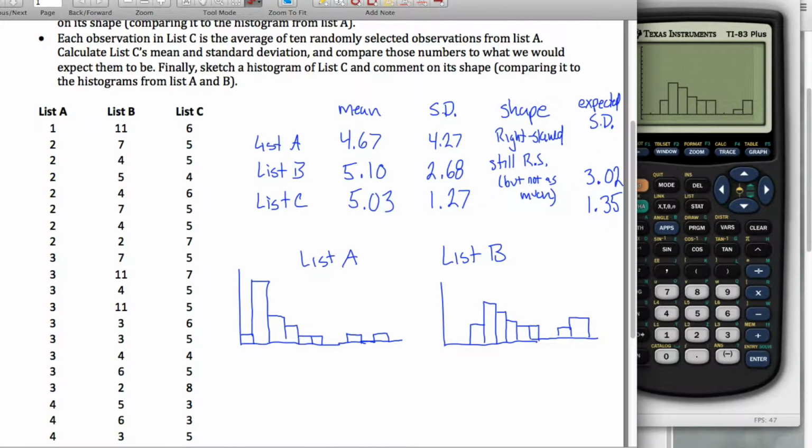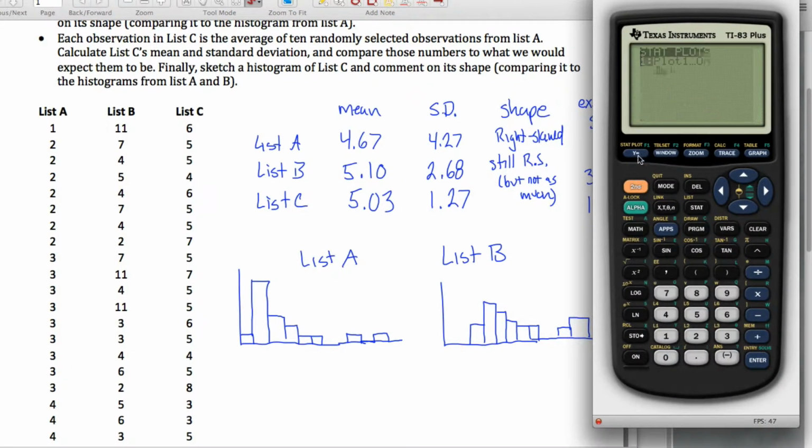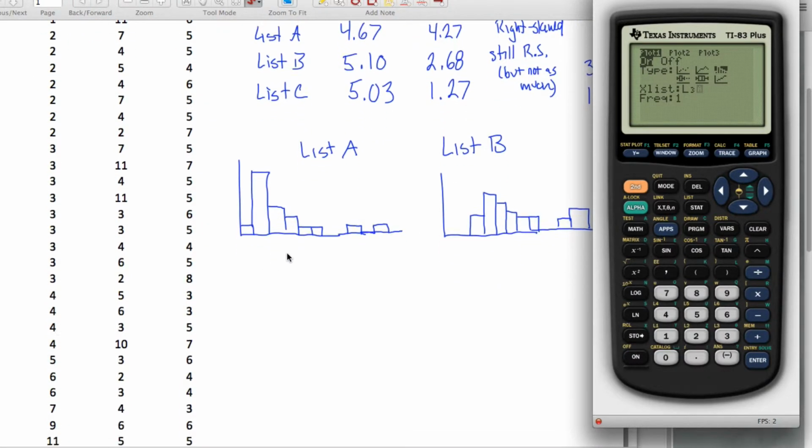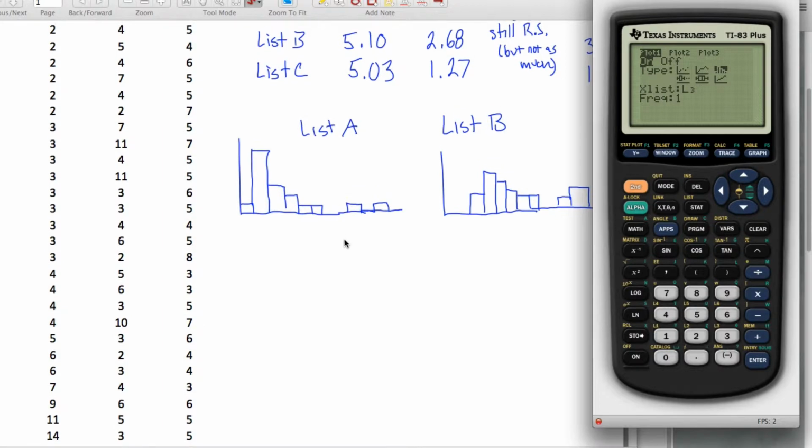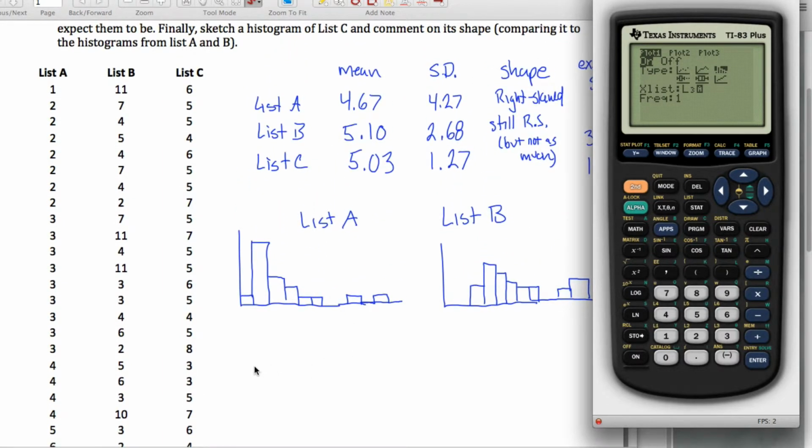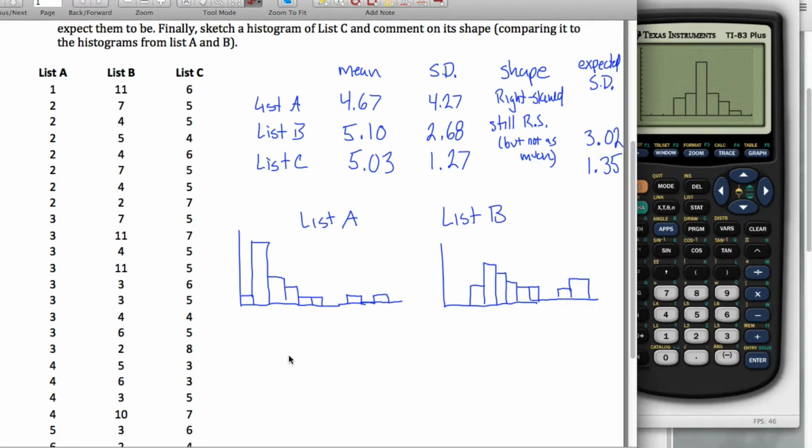Okay, what about list C? Same thing. Go into stat plots, and now just change the list that we're calculating the data on into L3. Let's see, my maximum observation, I see some 7s. I don't know if there's an 8 in there. Oh, there's an 8. Just to be safe, maybe I'll make my window go up to 10, just in case. And take a look at the histogram. There we go. That's looking a little bit better. Better being approximately normal.